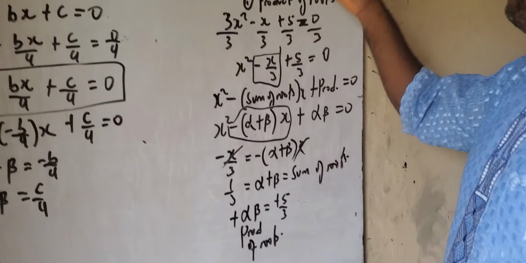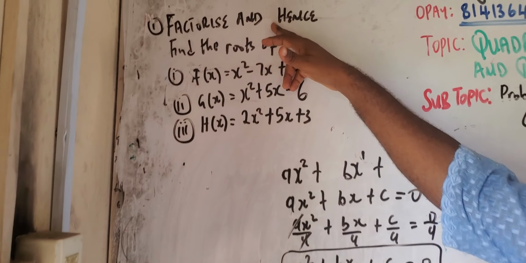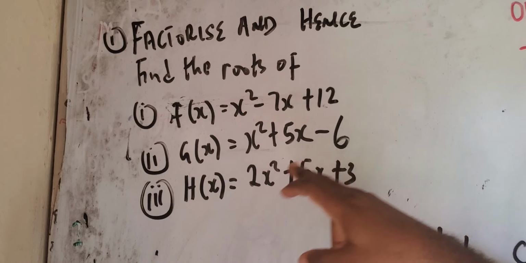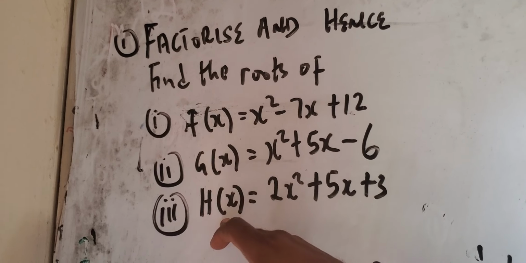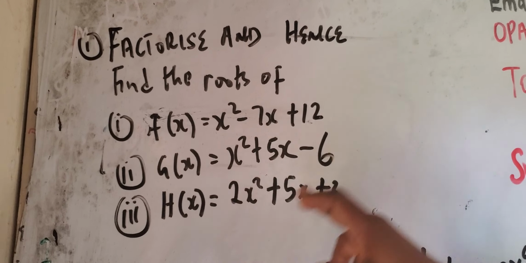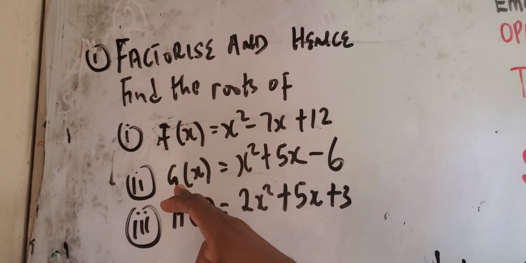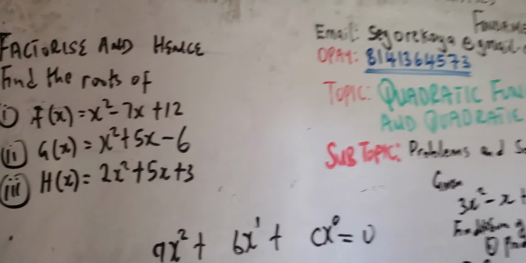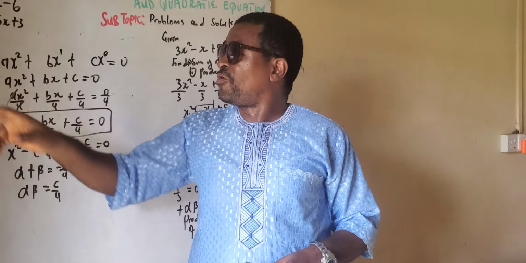So we are going to solve some problems. This particular problem: factorize and hence find the roots of f of x this, g of x this, h of x this. You can see that the functions change. When the function changes, the way x will behave will be quite different. You can see now the way x is behaving is quite different from each other. That's why f of x is different from g of x, is different from h of x. So in my next video, I'm going to solve this problem. So please, you can click on the next video for us to solve this problem.